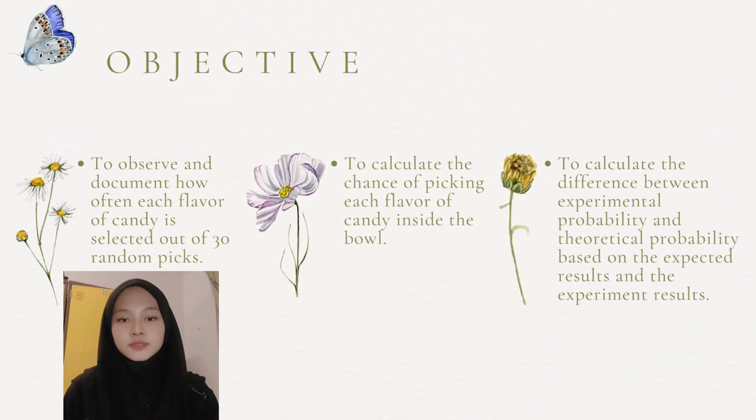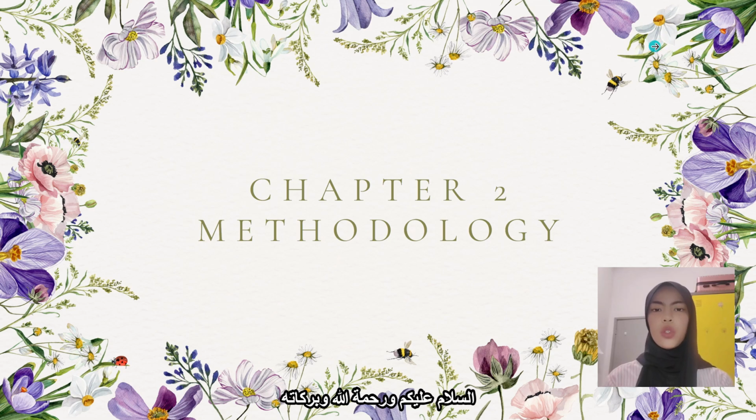Next, the objective of the project. First is to observe and document how often each flavor of candy is selected out of 30 random picks. Second, to calculate the chance of picking each flavor of candy inside the bowl. Third is to calculate the difference between experimental probability and theoretical probability based on the expected results and the experiment results.